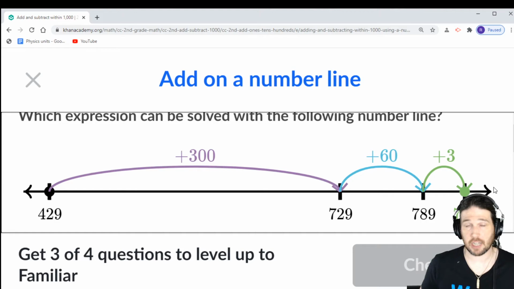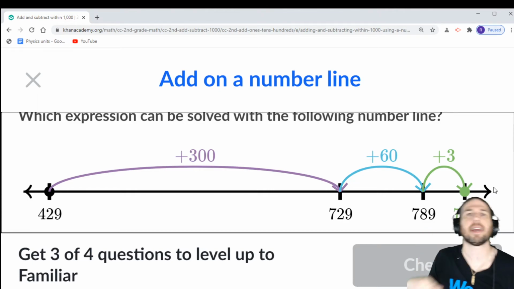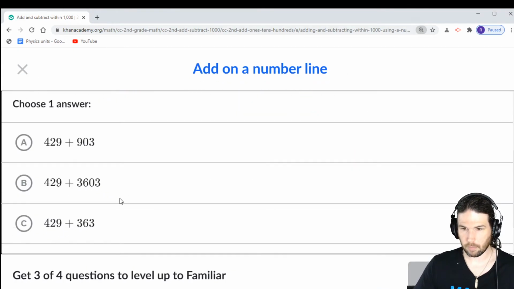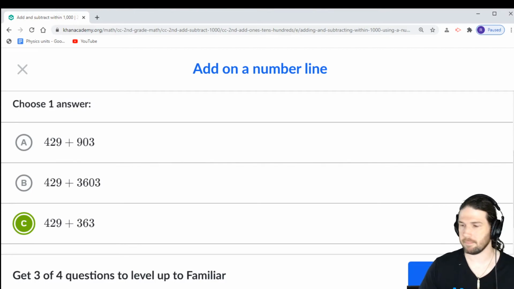This is very much how I deal with adding a lot of the time. A lot of folks think that you have to add the ones first so that you can carry the 10, but you don't have to, so long as you're able to adjust on the fly. So this looks like 429 plus 363. That's C.